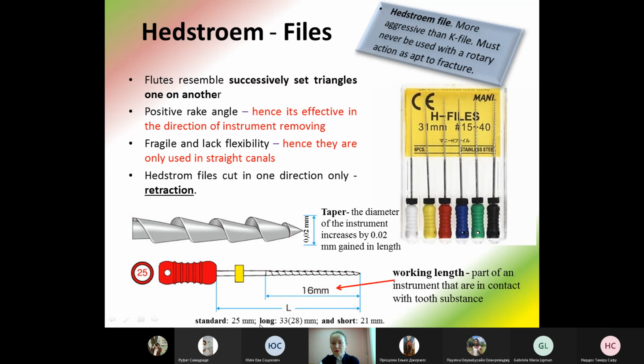for teeth that are located distally, where access is hard, and short instruments, 21 millimeters, are used in cases when opening of the mouth is limited and the patient cannot normally open the mouth. That's why dentists cannot use standard-length, standard long instruments.